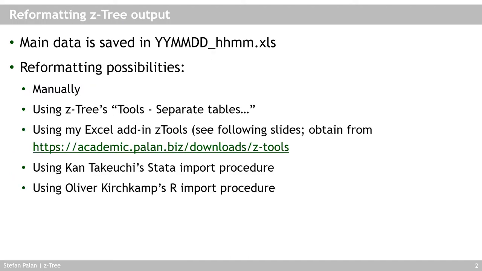zTree saves the output data, so all the results from your treatment, in the .xls file. Now, this is not really an Excel file, but Excel can open this file. And there are multiple ways that you can use this data. You can manually format it for use in your software. You can use zTree's tools Separate Tables command. I'll show you how that works. You can use my own Excel add-in that is called zTools. And you can use Kan Takeuchi's Stata import procedure and Oliver Kirchkamp's R import procedure. And except for the manual version, I'll talk about all of these on the following slides.